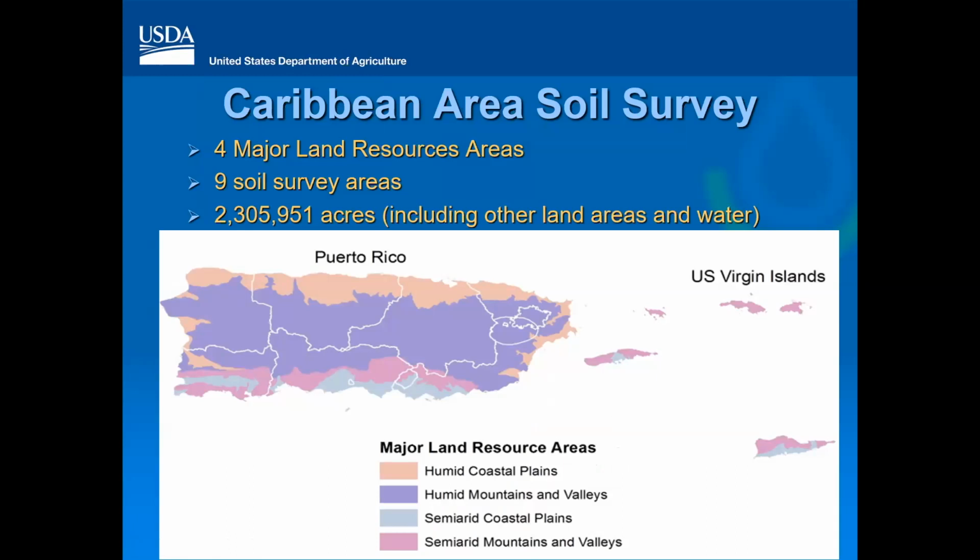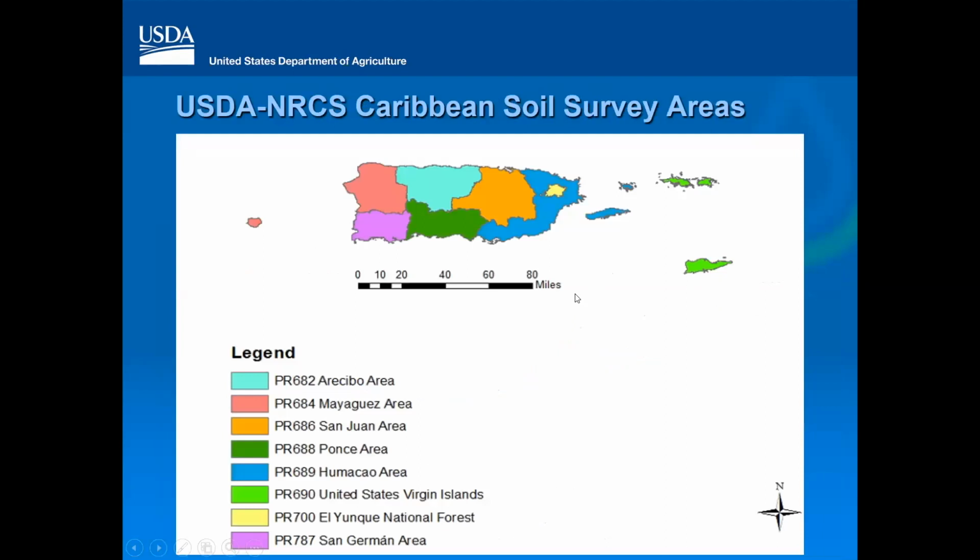They're covered by 4 major land resource areas. What are those? Those are land resource areas that share the geology, climate, and land use across the landscape. And for Puerto Rico and USVI, we have 4, right? The humid coastal plains, the humid mountains and valleys, semi-arid coastal plains, semi-arid mountains and valleys. In the case of US Virgin Islands, we have 2, which are the semi-arid mountains and valleys, and also the semi-arid coastal plains.